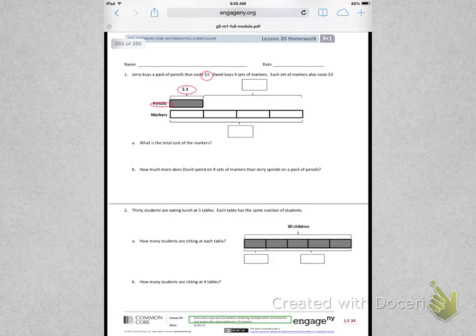David buys 4 sets of markers. Each set of markers also costs $3. So he buys 4 sets of markers. 1, 2, 3, 4 sets of markers. Each set of his markers costs $3. So his markers need to cost $3.